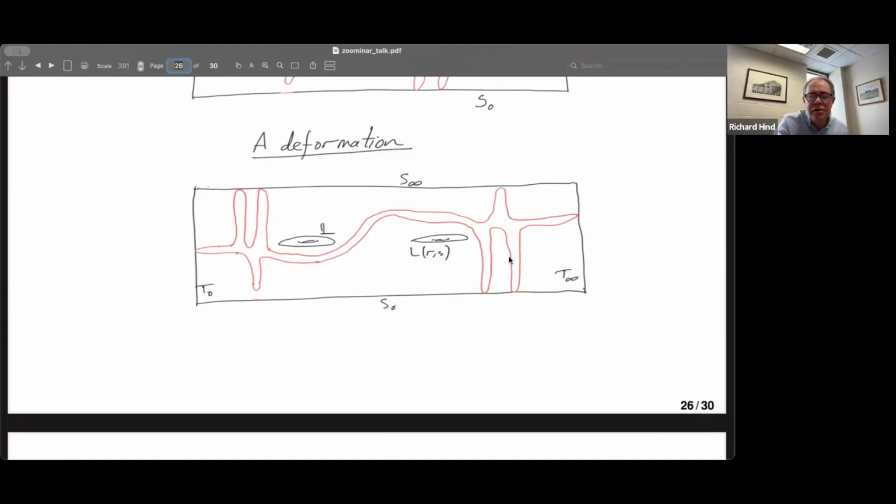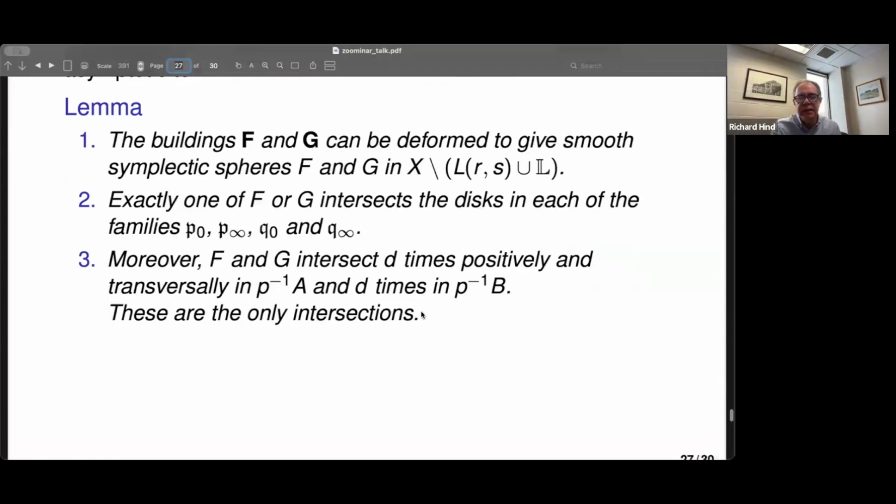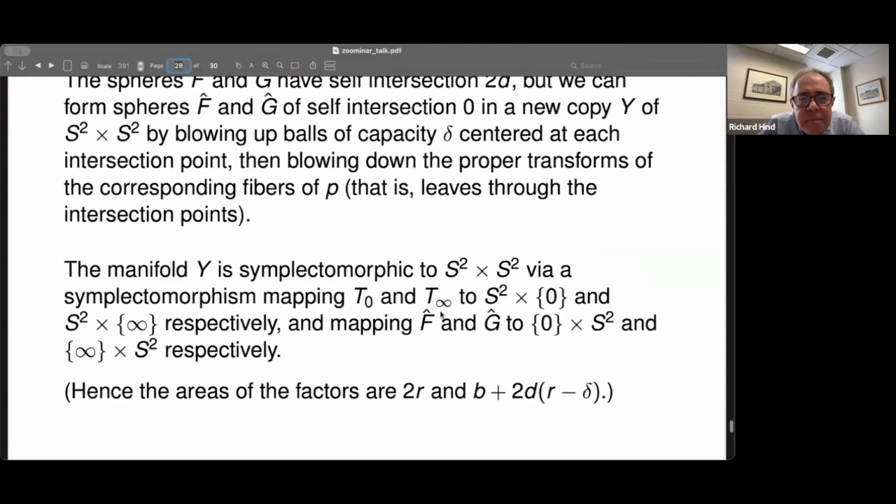So these two curves, these two spheres now, they both have degree D, and I'm arranging that all of the 2D intersections appear on the two sides. So there's a bit of intersection counting there. And now I think we're basically done. So the two spheres have self-intersection 2D, but they intersect in 2D points.